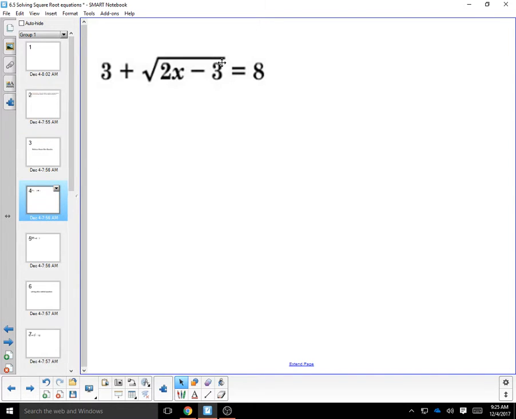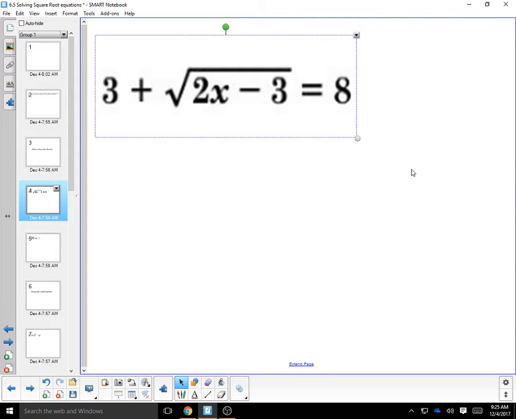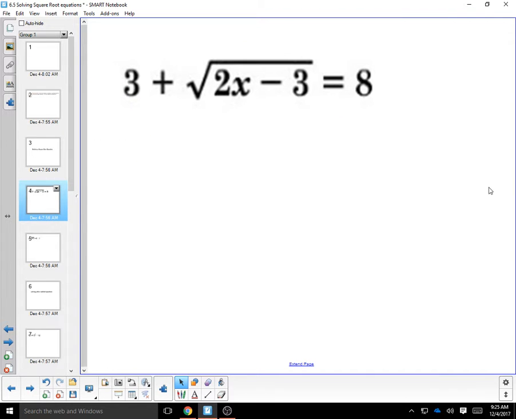As always, please watch me do the first one, copy all the notes, and then you can try the next one. So I've got this problem here. I want to get x. But before I can get x, I want to get that radical by itself. Kind of like with the absolute value. You remember? We want to get the absolute value by itself. In this case, they're adding 3 to that. So the first thing I'm going to do is subtract 3 from both sides.